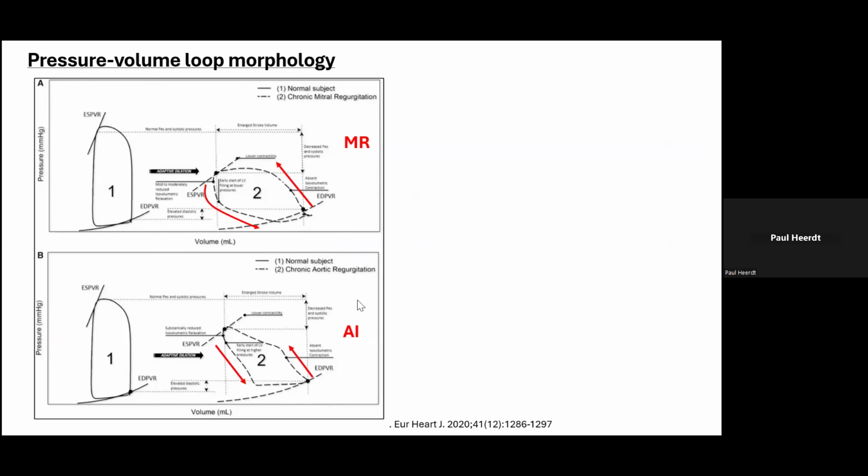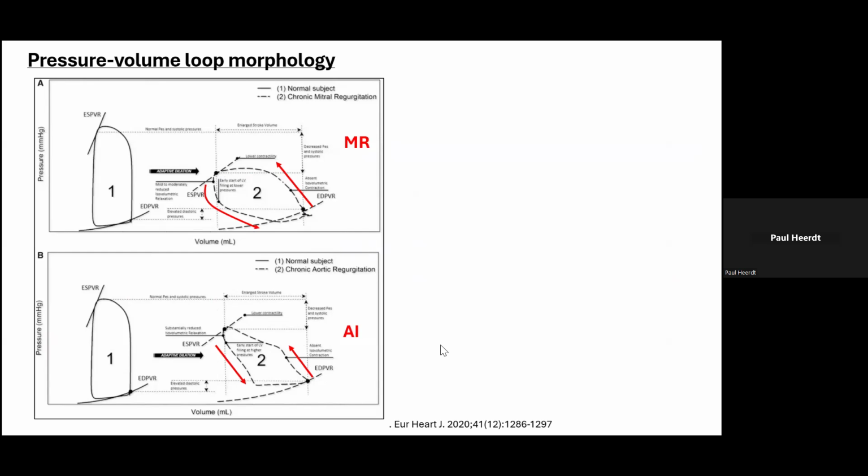You'll see a similar pattern with aortic insufficiency, and here there's no isovolumic contraction. And since the aortic pressure very rapidly exceeds the ventricular pressure at the end of ejection, you will see very little isovolumic relaxation at all.